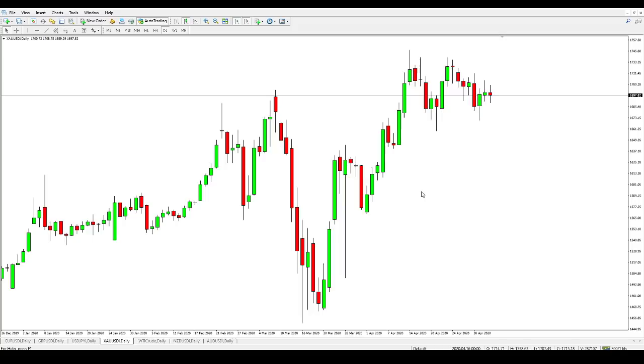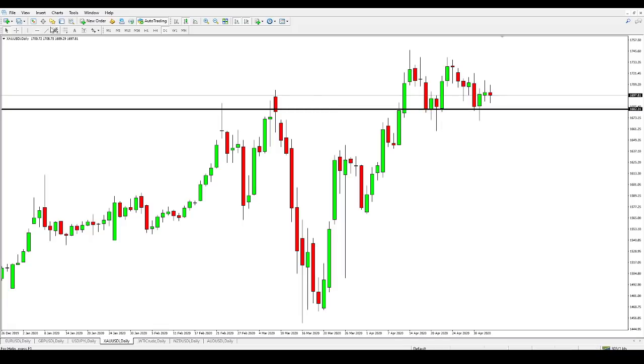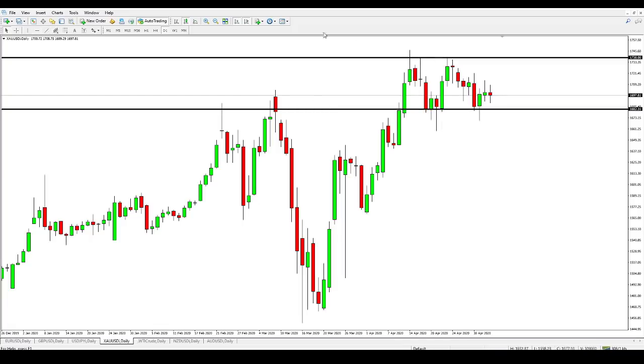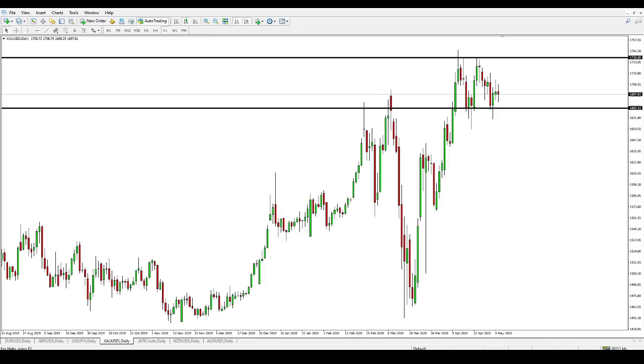Gold is very choppy or ranging right now. What you'll notice is that we've got this level here and we've got this level here. We are at the top of the trend, right? So what we've seen happen is basically price has really rocketed off, on gold.